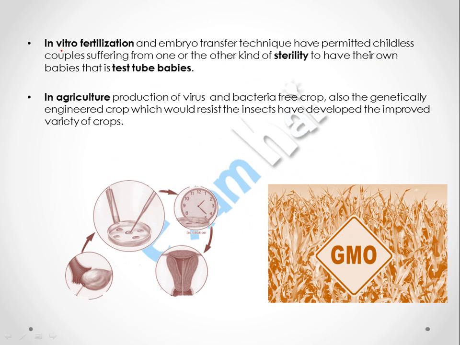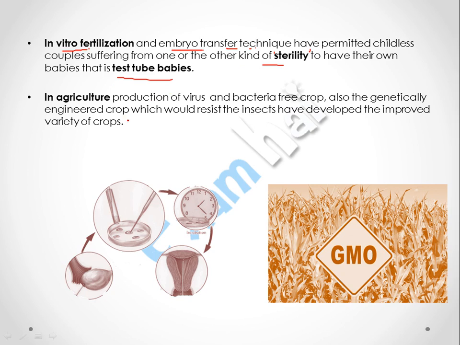Okay, the next is in vitro fertilization and embryo transfer technique. This embryo transfer technique and in vitro fertilization permitted childless couples suffering from one kind of sterility or another to have their own babies, and these are actually the test tube babies. Sterility is not being able to produce a male or female gamete, by males or females respectively.